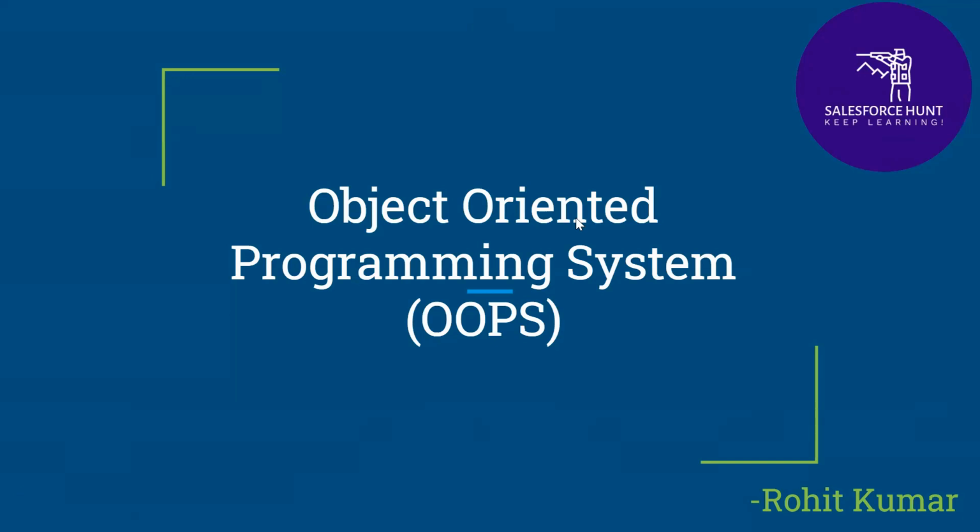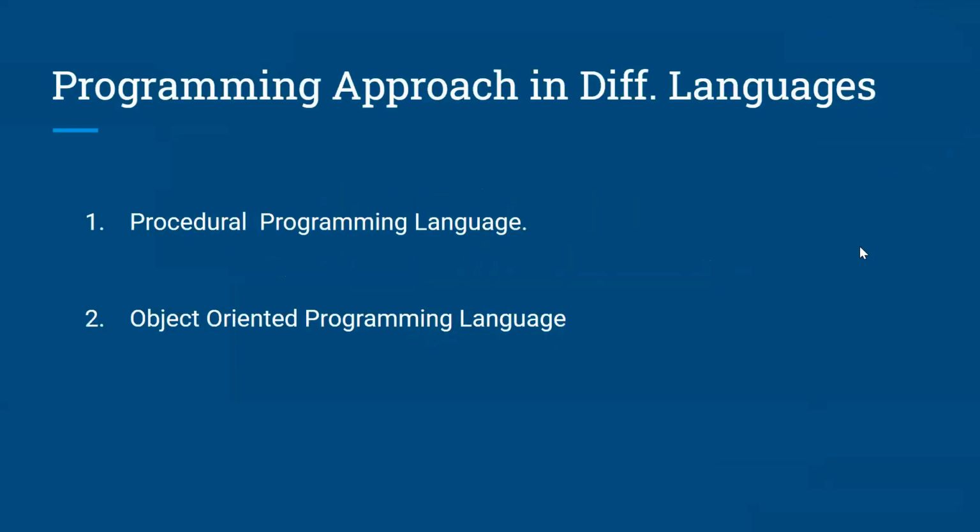Here you can see the title, Object-Oriented Programming System under Apex. So we will see things one by one under this session. Before starting object-oriented programming, first of all, we have to understand what procedural programming language and object-oriented programming language are. Before object-oriented programming language, we had procedural programming language. We will see what the drawback and the benefit of this programming language are.